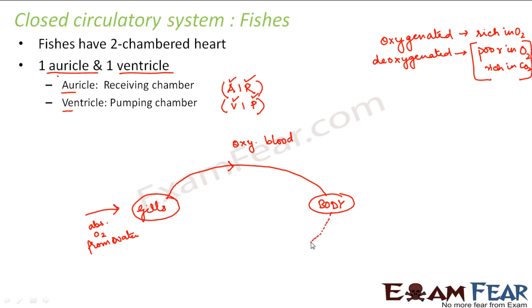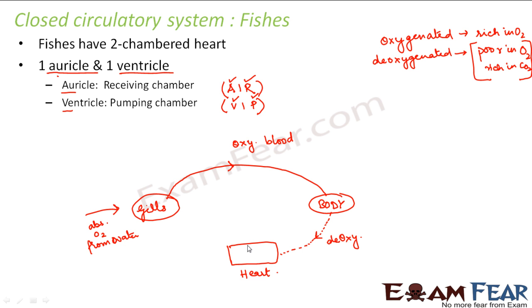So let me denote the dotted line for deoxygenated blood. So deoxygenated blood will come out from the different parts of the body. So where will this blood go? Now this blood will go to the heart. Let us suppose this is the heart of the fish. So this deoxygenated blood will go to the heart.